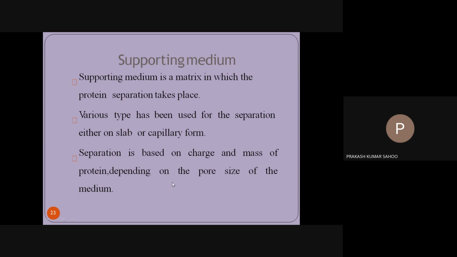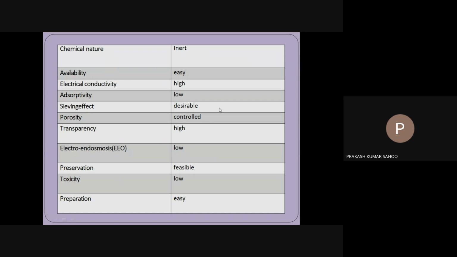Then the supporting medium, this is the bed on which we place our sample for separation. The supporting medium is a matrix in which the protein separation takes place. Various types have been used for separation, either in slab or capillary form. Separation is based on charge and mass of the protein depending upon the pore size of the medium. So this depends on the pore size, and this is treated as a matrix or a bed on which the sample is placed.